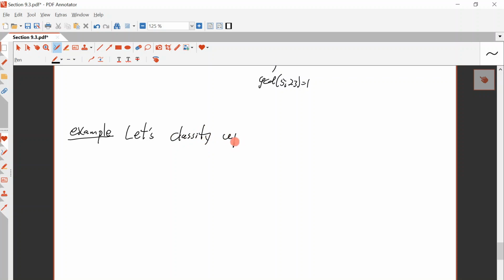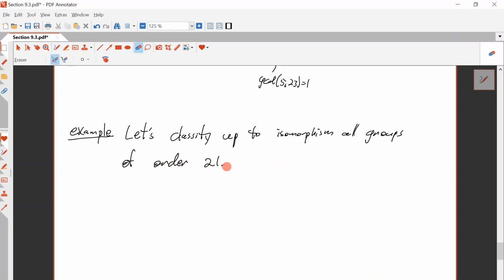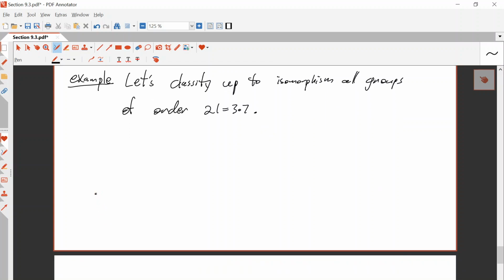So let's classify up to isomorphism all groups of order 21, which is equal to 3 times 7. So we did this before, but I want to do it again because it goes much simpler now that we have all this machinery behind us with Sylow's theorems.